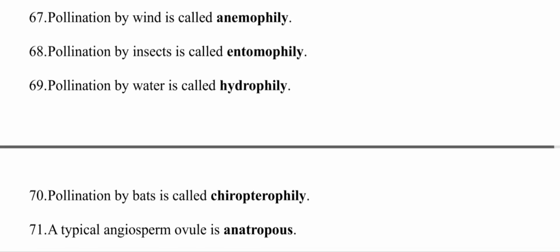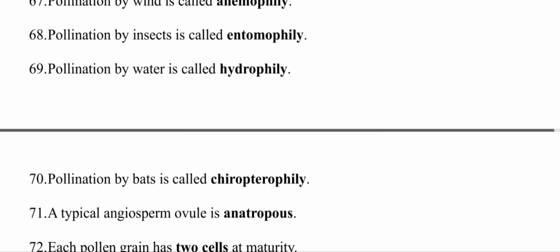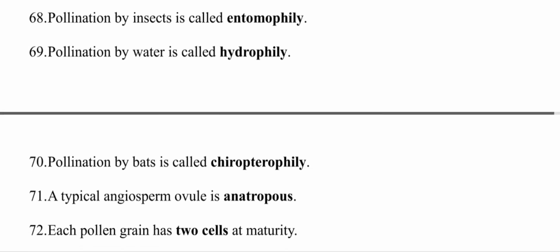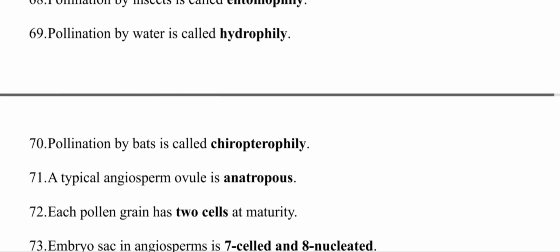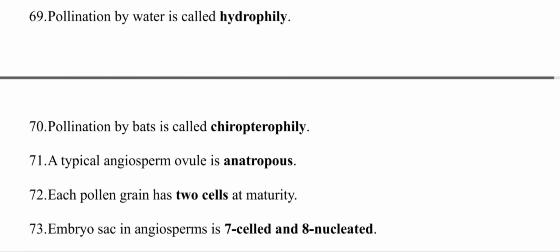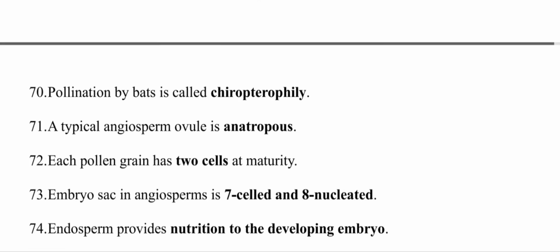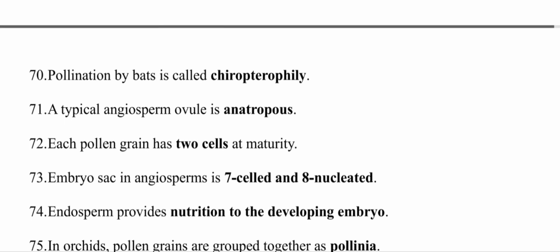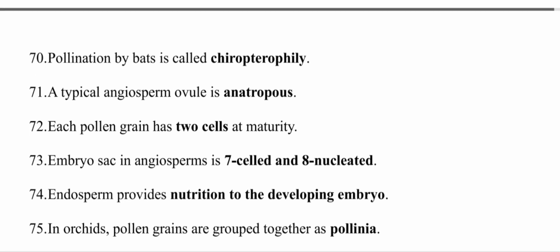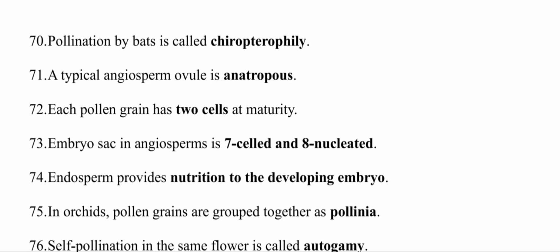66. The seed that develops without fertilization is called apomictic seed. 67. Pollination by wind is called anemophily. 68. Pollination by insects is called entomophily. 69. Pollination by water is called hydrophily. 70. Pollination by bats is called chiropterophily.